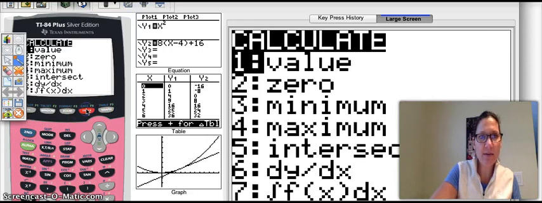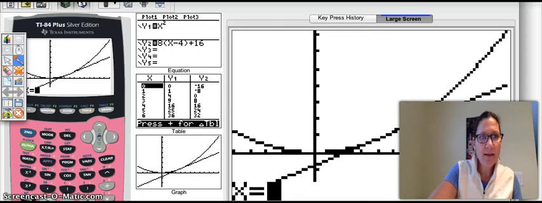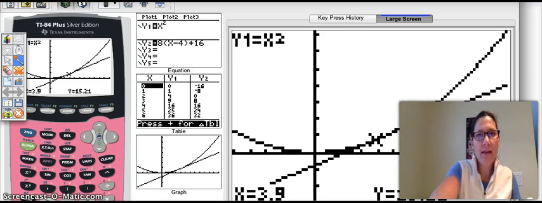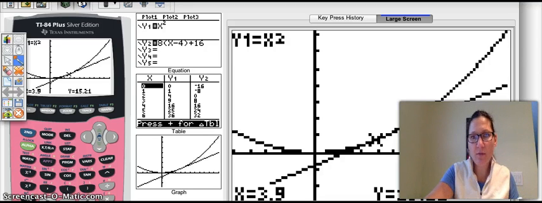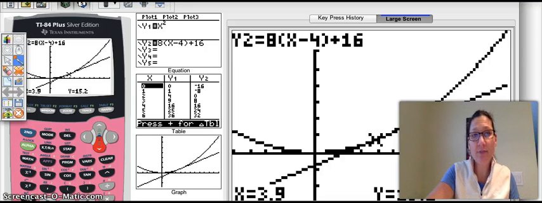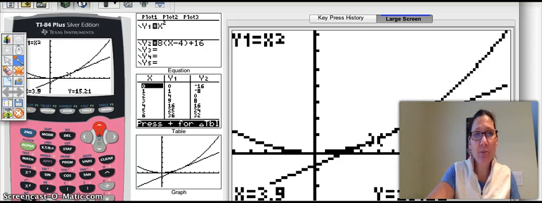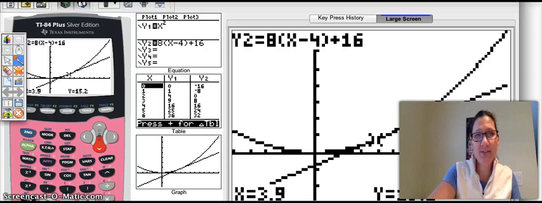So if I do second calculate a value, I can go ahead and type in 3.9. And if I hit enter, then if you look at it, my squared is 15.21, and if I press my down arrow, it's 15.2. So if I arrow up again, that's the actual value on the function. This is the tangent line approximation at that point. So it's not even that far off, okay? And that's at 3.9.